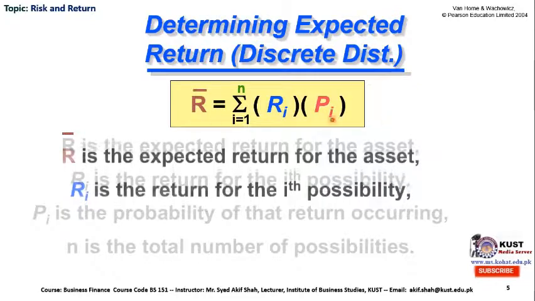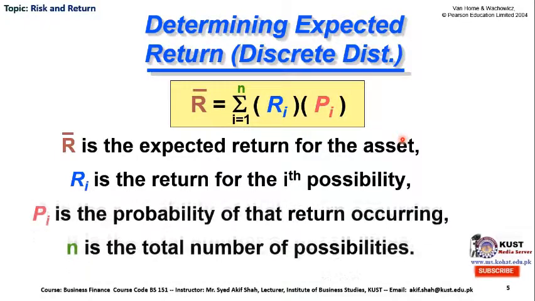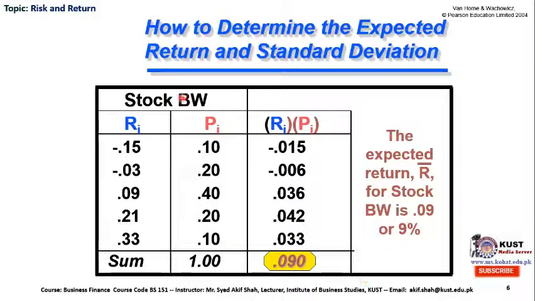Then we covered how to calculate the expected return using a discrete distribution. The formula used for calculating the expected return was R bar is equal to summation, i from 1 to n, of Ri, the ith possible return, multiplied by Pi, which is the probability of occurrence of that specific outcome. So this was the slide where we left our discussion in the previous lecture.